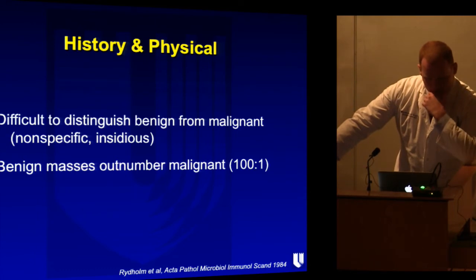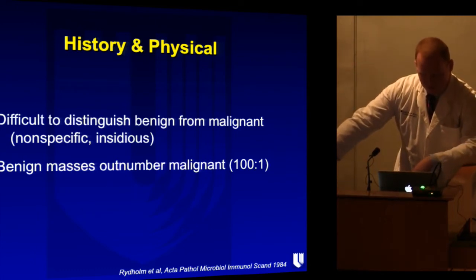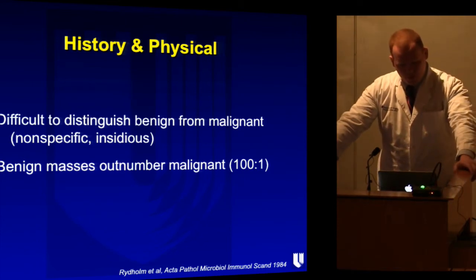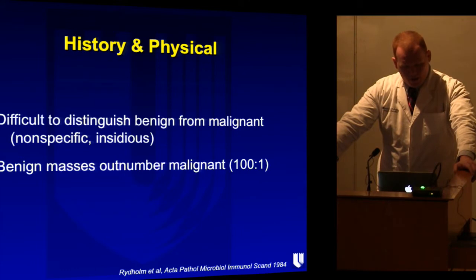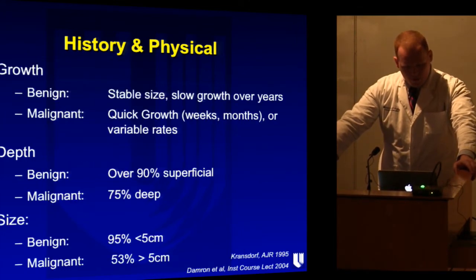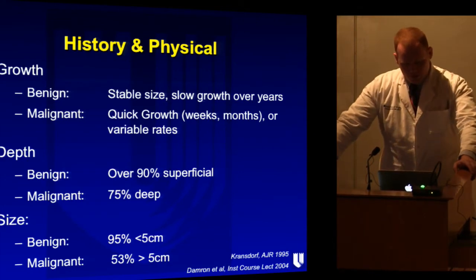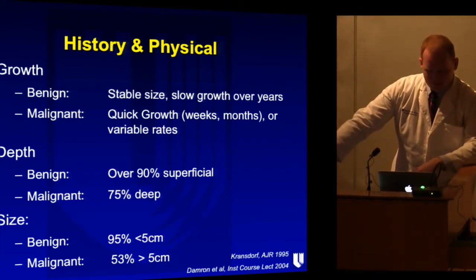Beginning with history and physical, it can be difficult to distinguish between benign and malignant masses on exam. Benign tumors outnumber malignant ones that present to the clinic about 100 to 1, and history and exam can help provide clues to identify causes for concern. In general, patient history can be nonspecific, so it's important to focus on certain details.